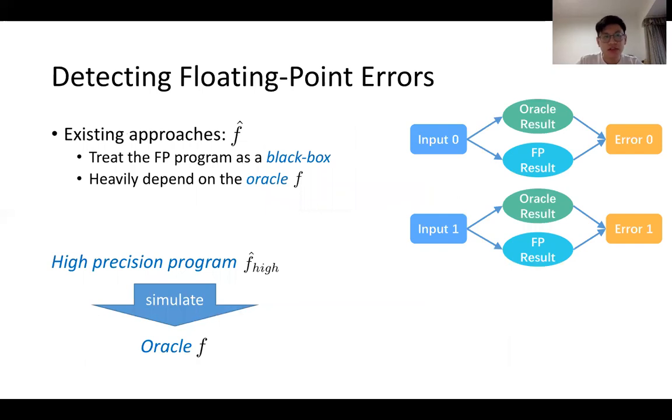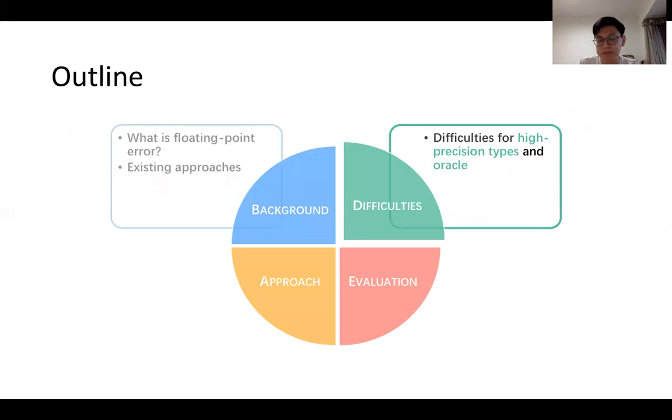Most of the existing approaches treat the floating point program as a black box, and they heavily depend on the Oracle. They first calculate the floating point result, and they also calculate the Oracle result, to get the error of this input, and repeat this procedure to find the error-triggering input. Since the Oracle is only conceptual, most of them use a high precision program to simulate the Oracle. But at the same time, we notice that the high precision program is not a silver bullet. It brings several difficulties that are not solved yet, which we will discuss in the next section.